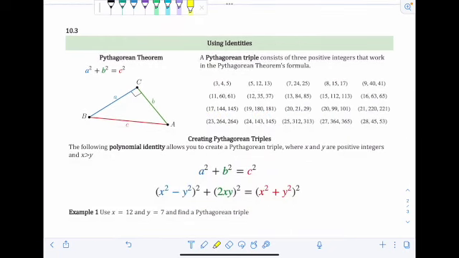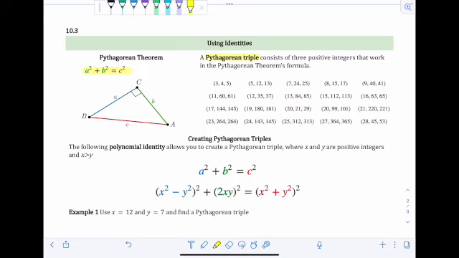Okay, so 10.3. 10.3 is all about using identities and solving with them, or finding values to fulfill these identities. The one in 10.3 is about the Pythagorean theorem, and it's an identity that helps us create what's called a Pythagorean triple. So you hopefully remember the Pythagorean theorem. It helps you find the missing side lengths of right triangles, and the formula for it is a squared plus b squared equals c squared. And then a Pythagorean triple is a set of three positive integers that satisfy this formula.